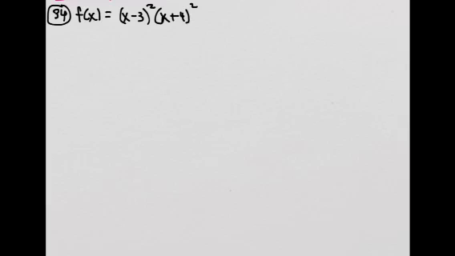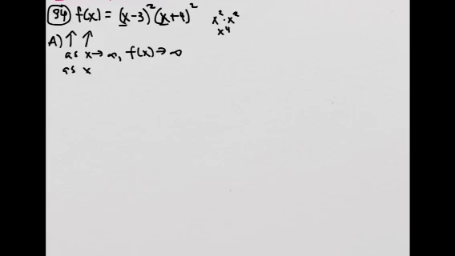Alright, for part A of number 34, they want the end behavior. So in order to do that, you have to look at all the x's and multiply together. So this is x squared for the first factor and then x squared for the second factor. So it's x to the fourth. So it's a positive a with an even power. So that means it's going to go up, up. Okay, so we say as x goes to infinity, f of x goes to infinity, it goes up. And as x goes to negative infinity, as it goes to the left, the function still goes up.